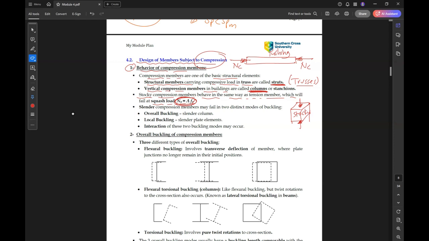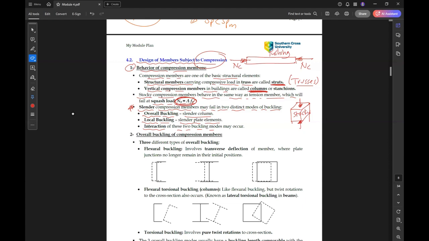The other case, or the normal case, is slender columns or slender compression members, which may fail due to two distinct modes of buckling. Normally the compression member will fail due to buckling. So we have overall buckling of slender columns, or we have another mode of failure, local buckling, which is for slender plate elements. And in some cases, we have interaction of these two buckling modes.